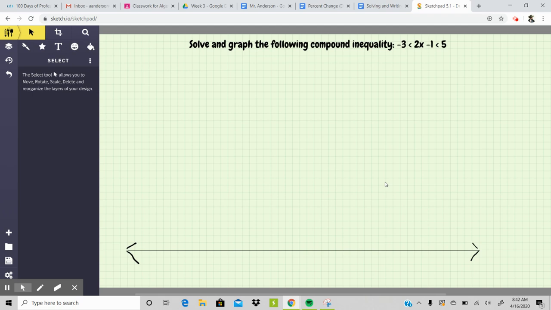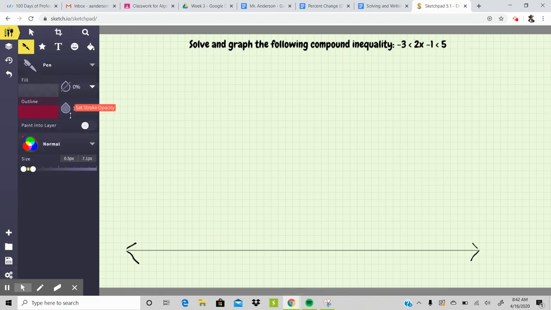Alright, so in this video, it's very much similar to the last one we did, except the notation that the compound inequality is written in is different. So if you notice, they don't use the word and or. They just write it out as -3 is less than 2x minus 1 is less than 5. So I'm just going to write it out on my own so that I have more room to work with.